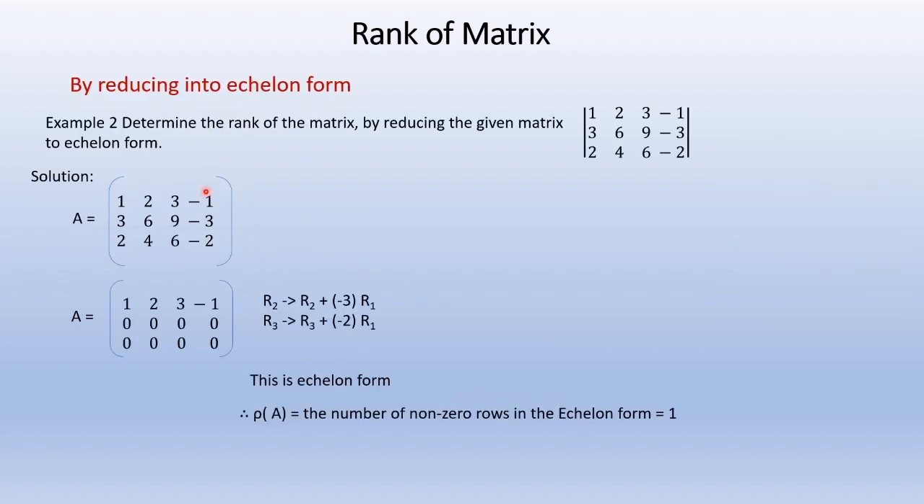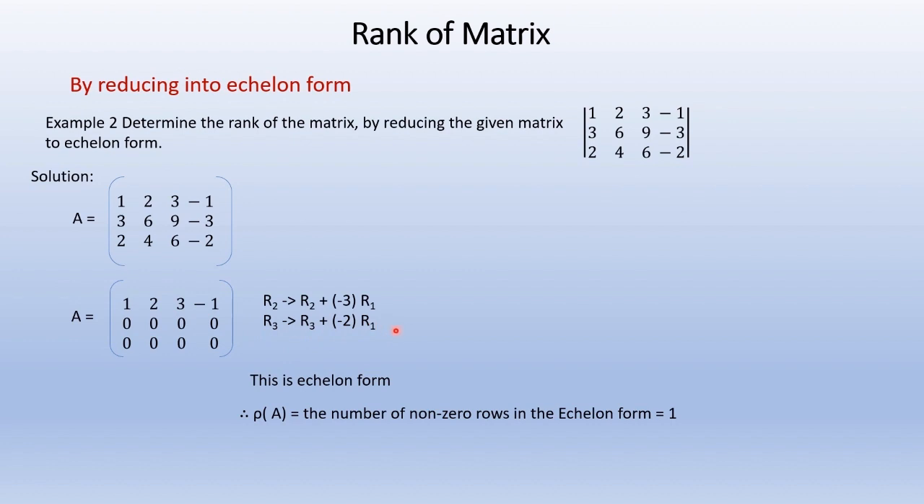Example 2. Determine the rank of the matrix by reducing the given matrix to echelon form. Solution. In this matrix, we need to do the row transformation of R2 by adding minus 3 times R1 to it. 3 plus minus 3 times 1 is 0, 6 plus minus 3 times 2 is 0, 9 plus minus 3 times 3 is 0, minus 3 plus minus 3 times minus 1 is 0.